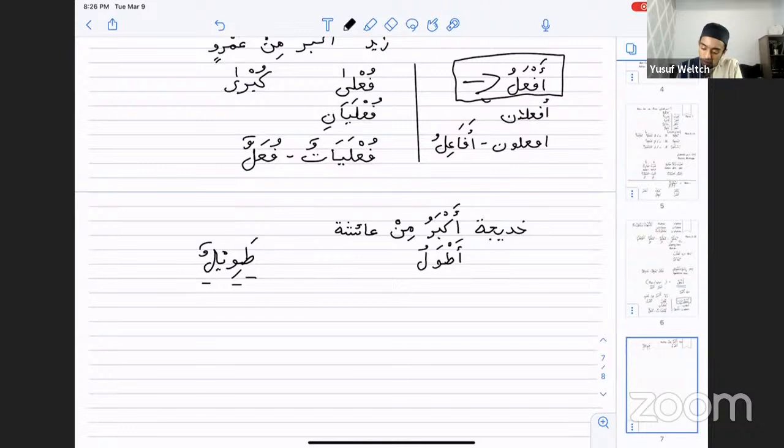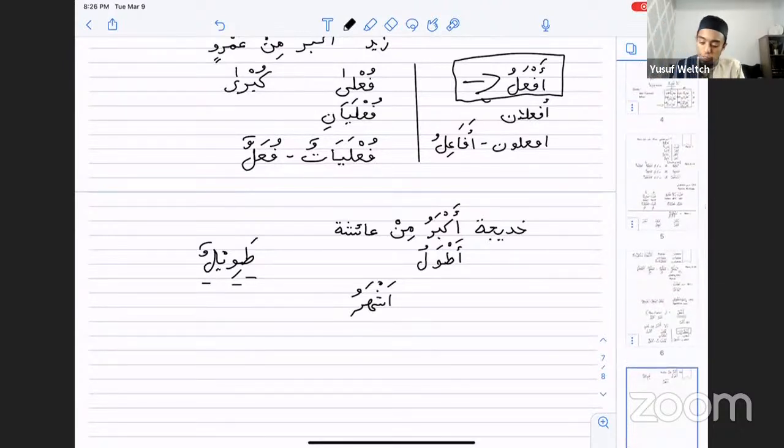So you can say, what does ayn lam mim mean? Alima means to have knowledge. So Khadija a'lamu min Aisha means Khadija has more knowledge than Aisha. Or Khadija ashharu is more famous than Aisha. And this is not talking about anyone specific, just examples. So if you're comparing, you only use the first one, the af'alu, and you plug in your root letters on the fa, ayn, and lam pattern.